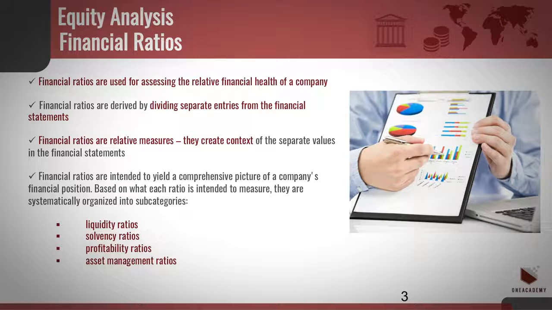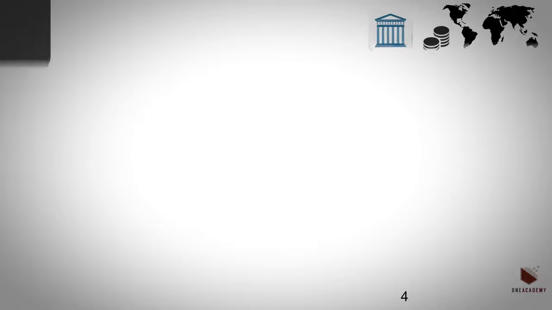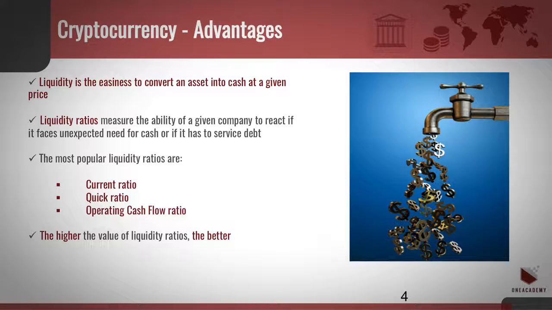Financial ratios are intended to yield a comprehensive picture of a company's financial position. Based on what each ratio is intended to measure, they are systematically organized into subcategories: liquidity ratios, solvency ratios, profitability ratios, asset management ratios. As mentioned in Level 1, liquidity is the easiness to convert an instrument into cash at a given price. Whether or not a company has liquid assets indicates whether it is ready to withstand tough financial times. Liquidity ratios measure the ability of a given company to react if it faces unexpected need for cash or if it has to service debt.